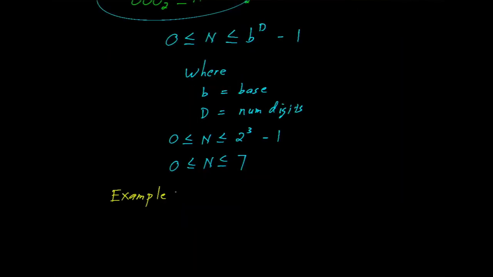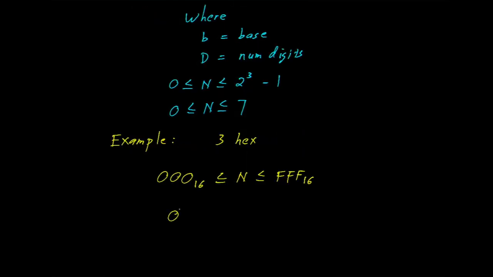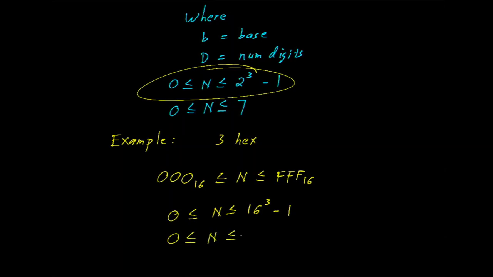Here's another example. What if you had three hex digits? 000, base 16 is less than or equal to n is less than or equal to F. And if we were to convert that or just use the equation, we would say 0 is less than or equal to n is less than or equal to 16 to the third power minus 1, which tells us that we can have numbers from 0 to 4095. I should point out that this is only one of several methods used to store numbers on the computer. This method is for positive integers. Someday in the future, we might talk about 2's complement, which would allow negative numbers, and something called floating point, which would allow numbers with decimal points.